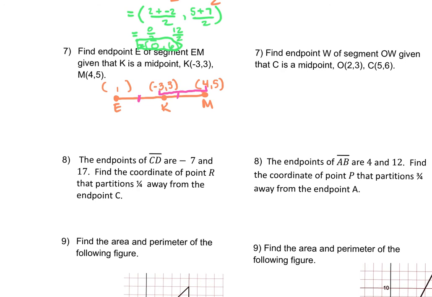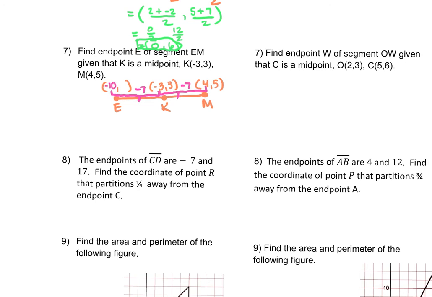Well, 4 to negative 3, what we did was we subtracted 7. Now we're going to follow that same pattern from the x of our midpoint to our new endpoint, we're going to subtract 7. So -3 minus 7 is -10.